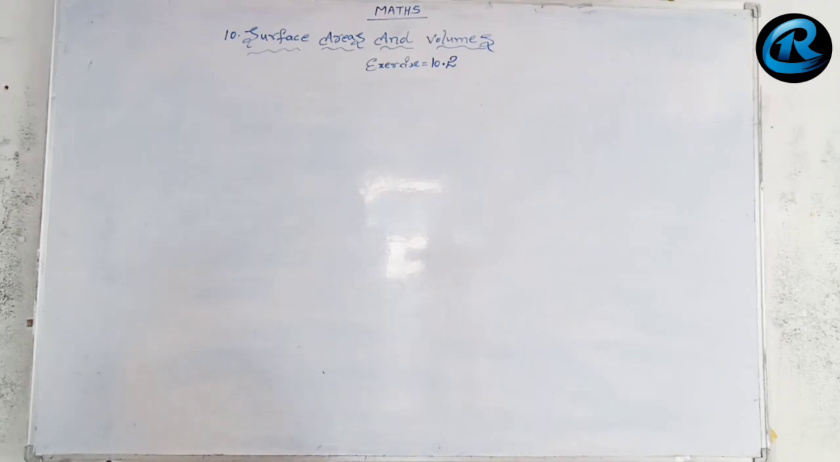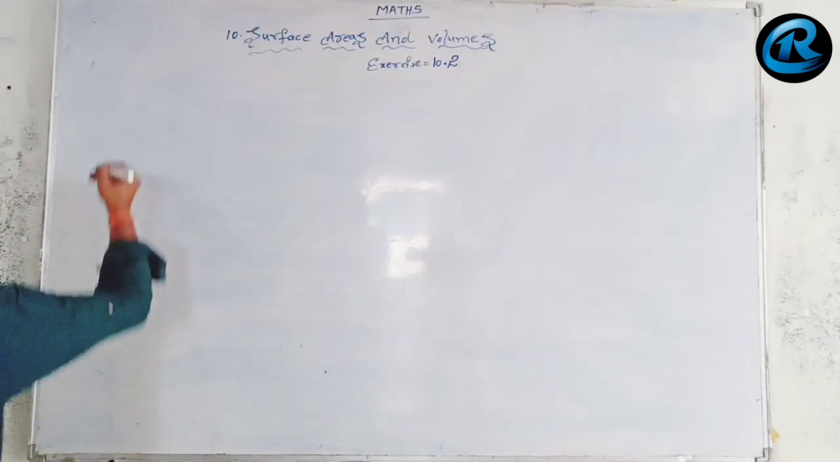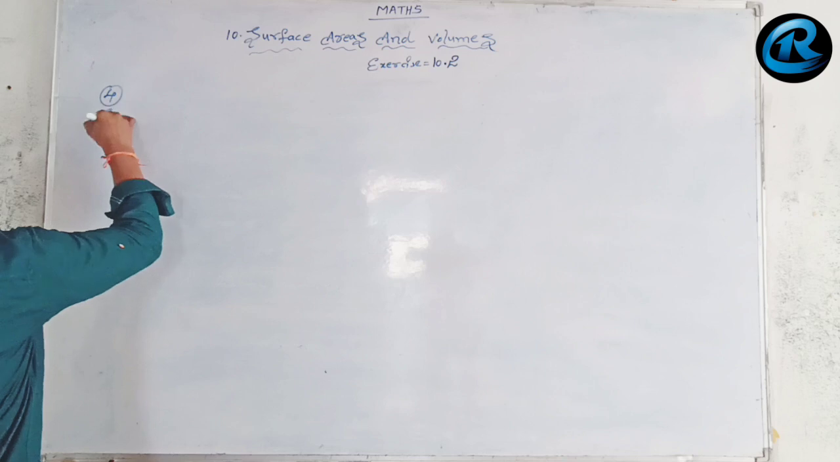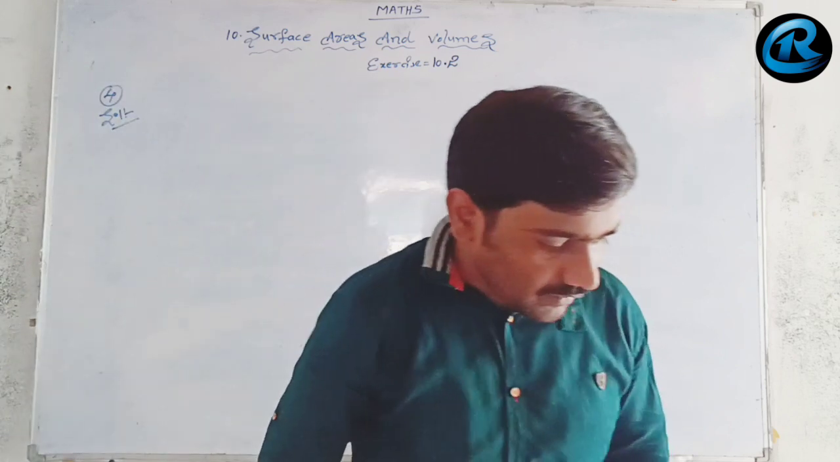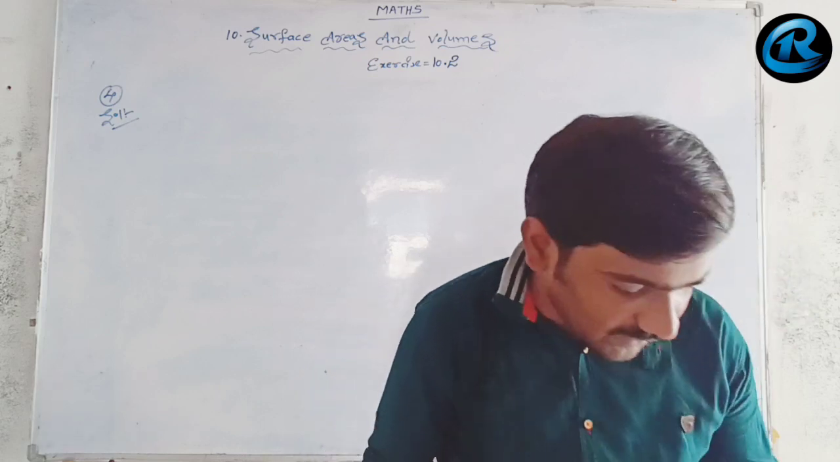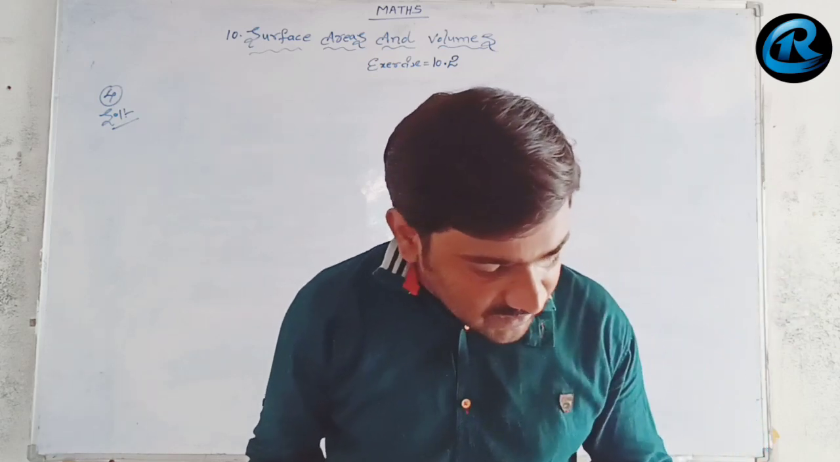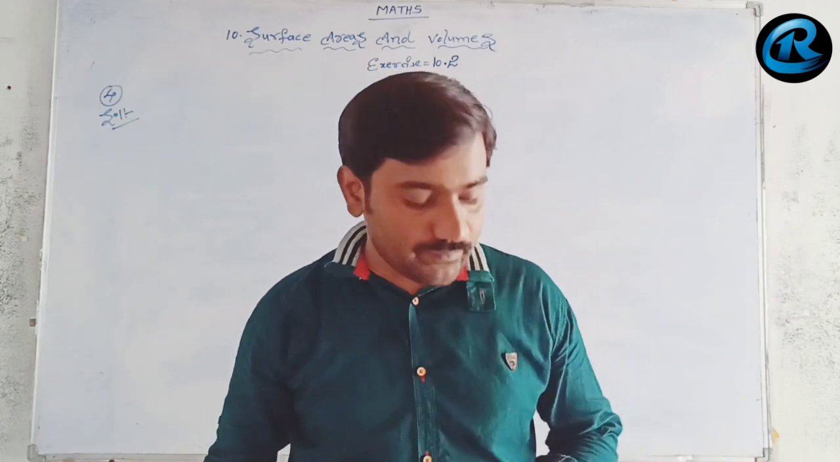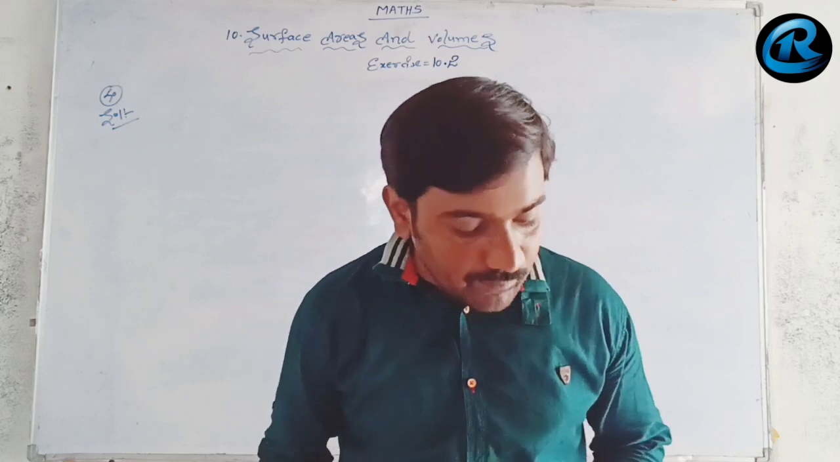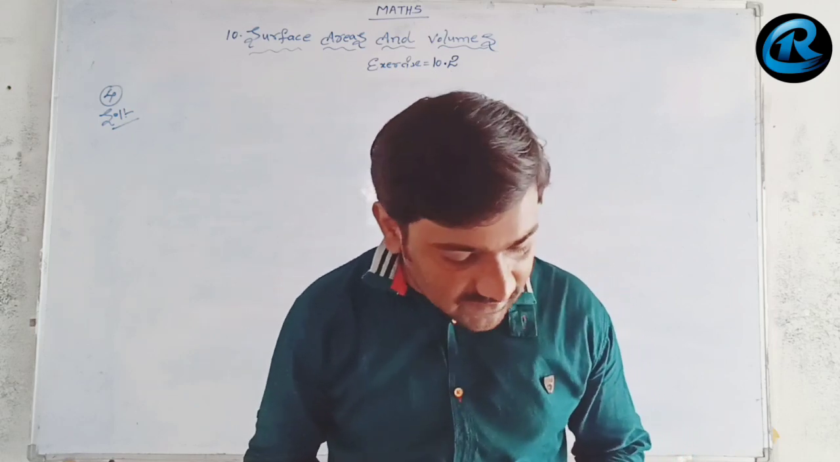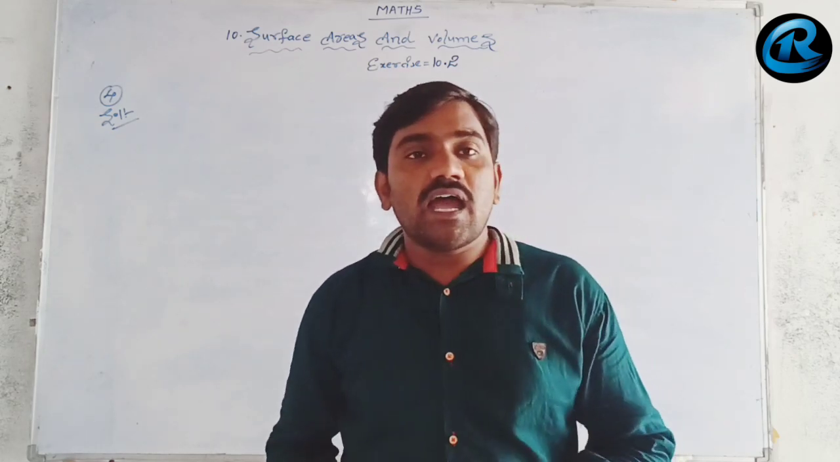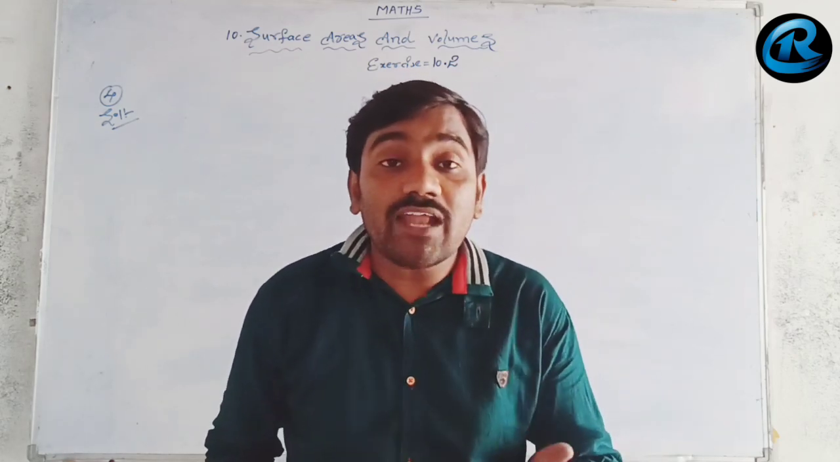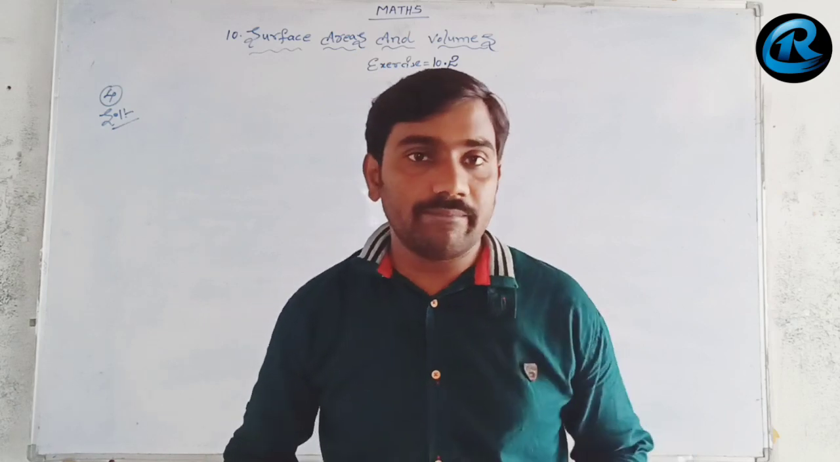Now let us go for question number 4. The question number 4 is that, let us look at the question. An overhead water tank is in the shape of a cylinder, has capacity of 61.6 cubic meters. A water tank having capacity, nothing but the volume of the water tank.